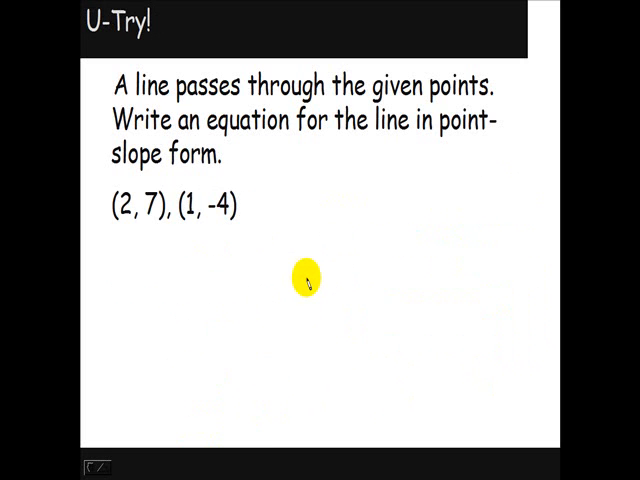Here's one for you to try. So go ahead and pause the video here and see if you can walk through one of these where you're just given 2 points and you need to come up with the equation of the line in point-slope form.